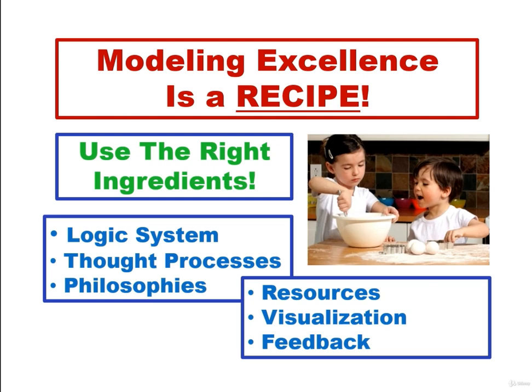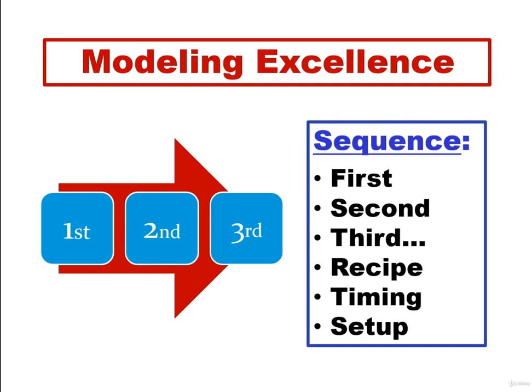When you have a conversation with somebody, you're looking at their face and visual cues to give you feedback. So as we're modeling excellence, we got to make sure that we have all these components in place. So sequencing, like I said earlier, is huge. You got to do the first thing, then the second thing, then the third thing. Follow the exact recipe. Make sure you got the right timing and the right setup. If you do that, you'll pull it off and you will be able to model excellence.